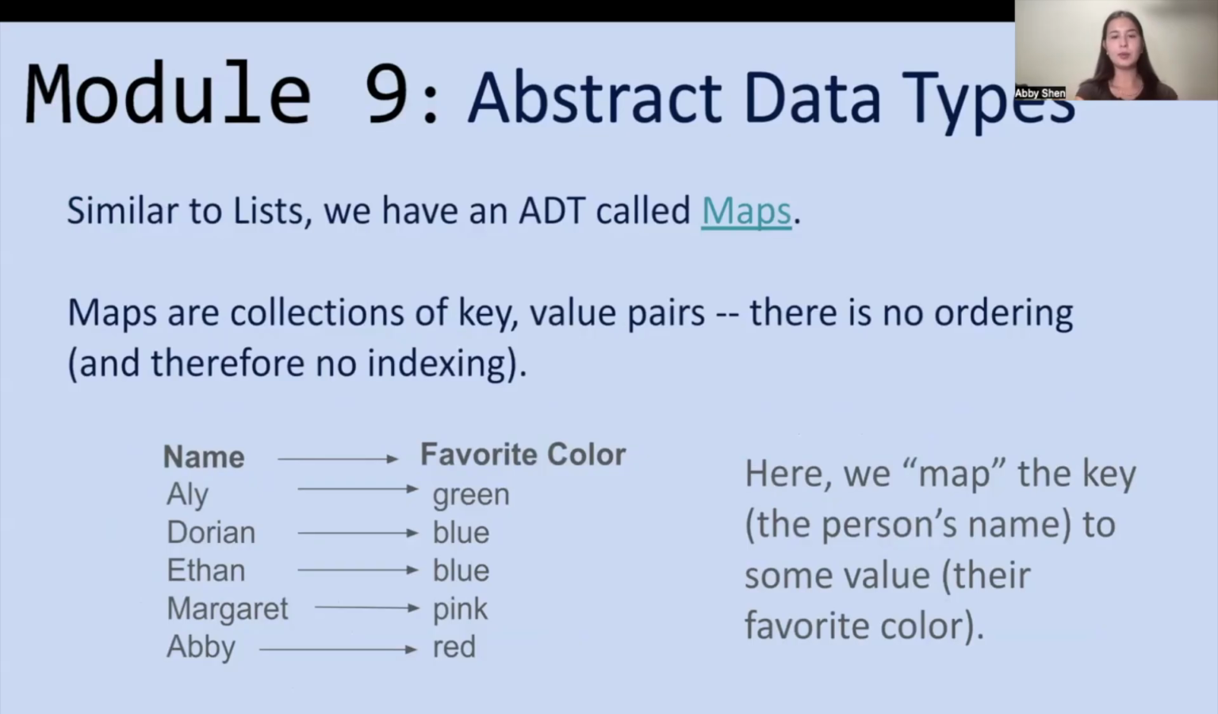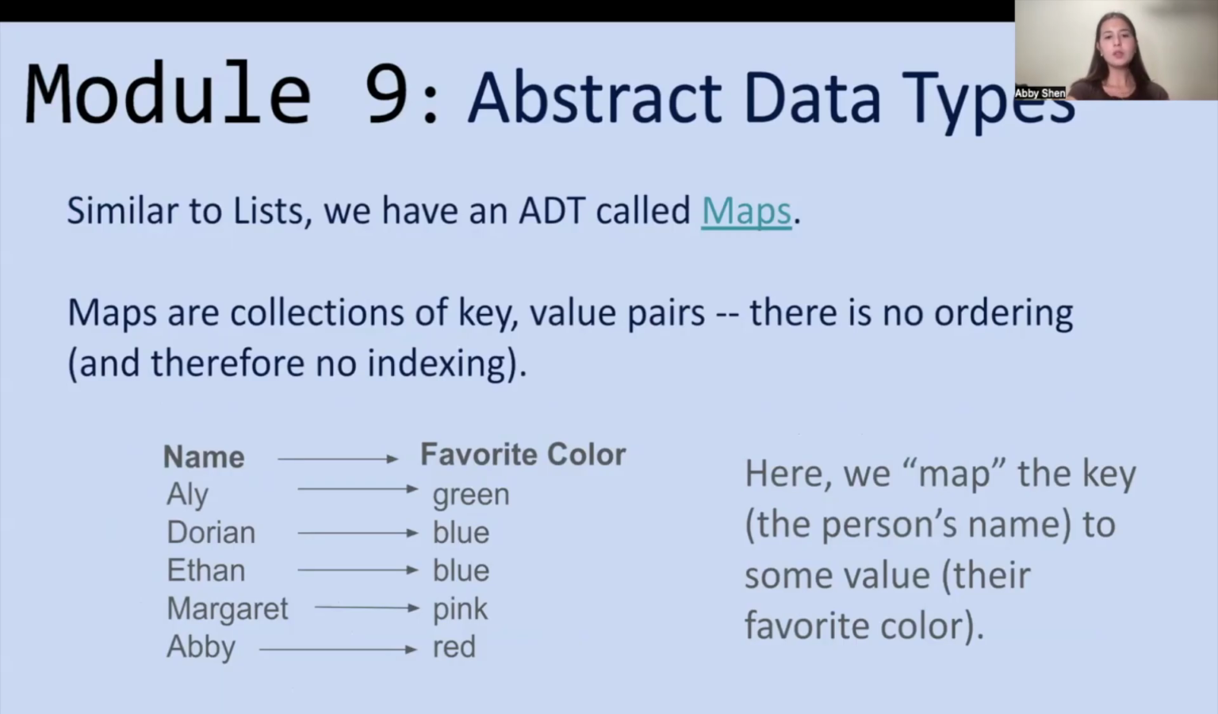So similar to lists, we have an abstract data type called maps. Maps are collections of key value pairs, so there's also no ordering, similar to a set. Because there's no ordering, there's then no indexing and no iterating with a for i loop, but you can still use a for each loop.